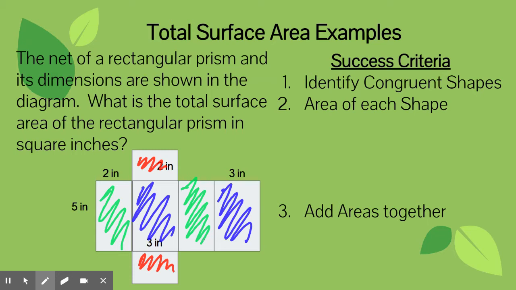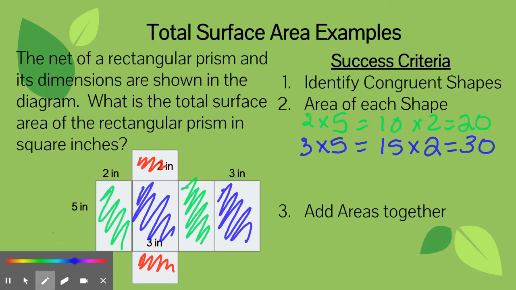So I'm going to find the area of each of the individual shapes. Since I have green already, I'm going to do that. 2 times 5 is 10, right? And then I have 2 of those, so I multiply by 2. That would give me 20. Then let's do the blue. We have 3 by 5. 3 times 5 is 15, and then times 2, because there are 2 of them, would be 30. And then the last one, 3 by 2. 3 times 2 would give me 6, and 6 times 2 is 12.